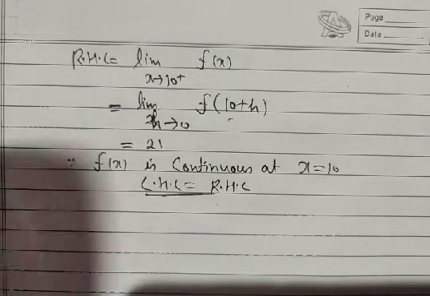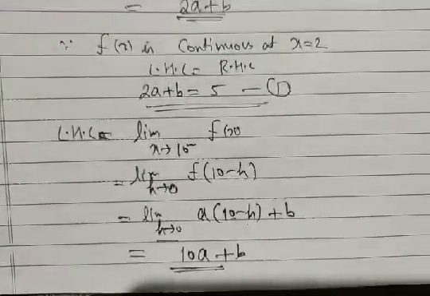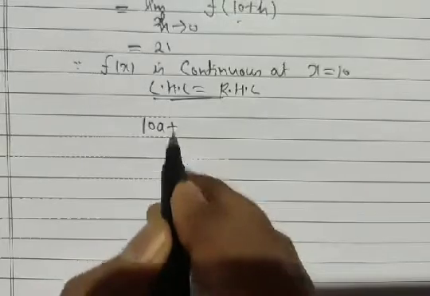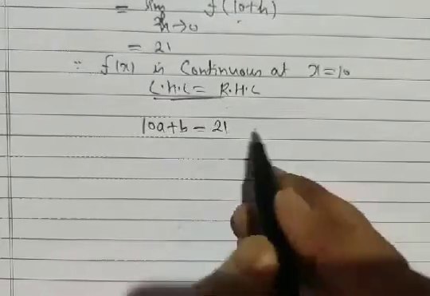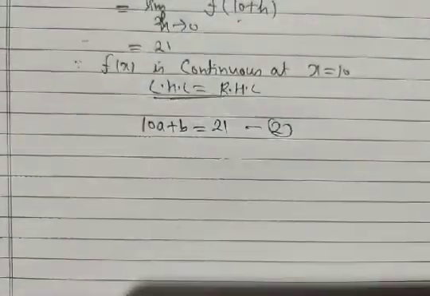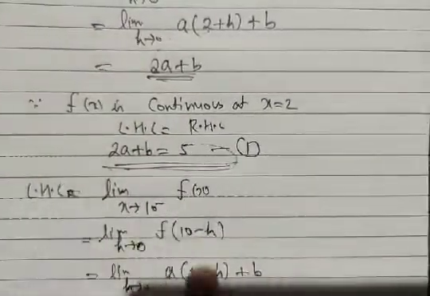What is our left hand limit at x equal to 10? It is 10a plus b. Means 10a plus b equal to 21. Take it as equation 2. And what we get from equation 1 is 2a plus b equal to 5.